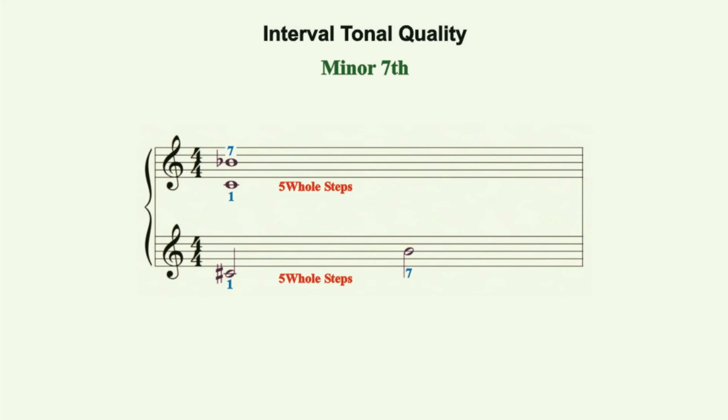We can change our diatonic major seventh to a minor seventh by decreasing the pitch distance between the notes from 5 1/2 steps to 5 whole steps, by lowering our B natural to a B flat, as in the upper illustration, or by raising our C natural to a C sharp, as in the lower illustration.